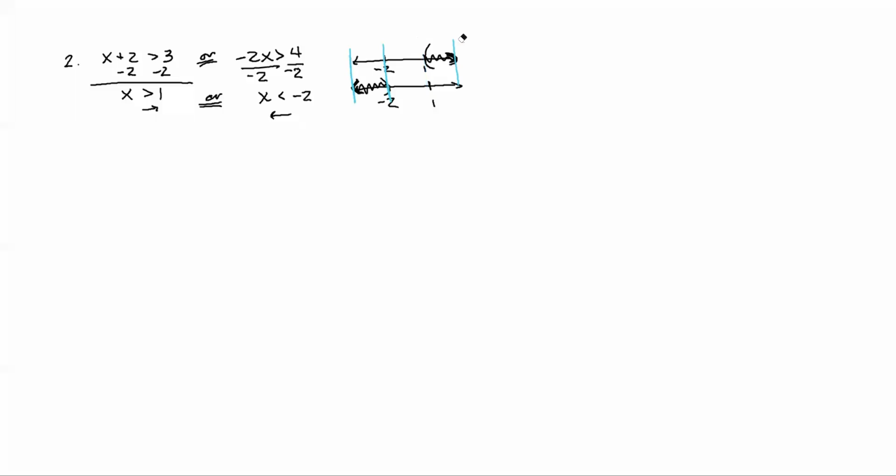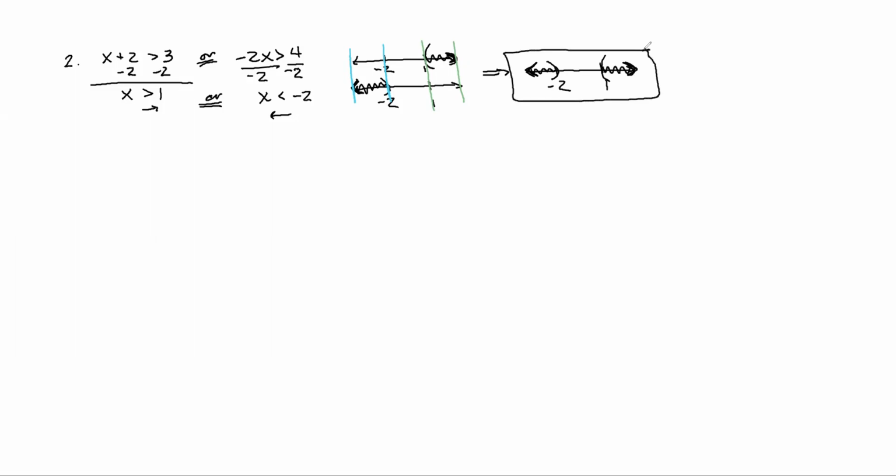Let me actually do those in two different colors so you can kind of see. Here we go. So let's do this in green, because we have these two different intervals here that we're going to be joining together. So our final graph is going to be everything from, let's put negative 2 and 1 on our number line, everything from negative infinity to negative 2, parenthesis, and everything from 1 to infinity with a parenthesis there.